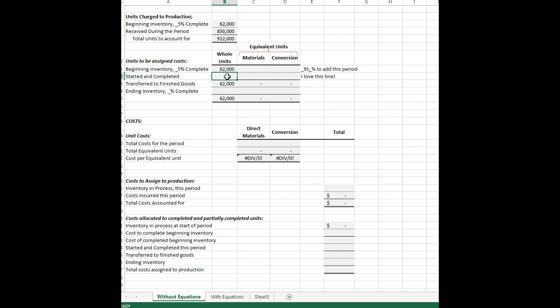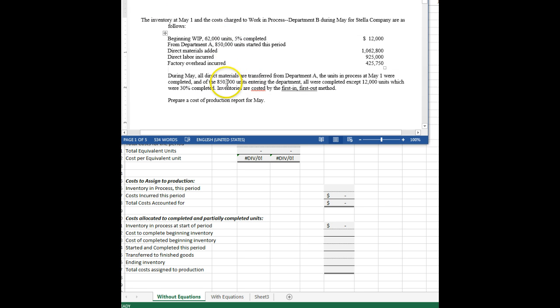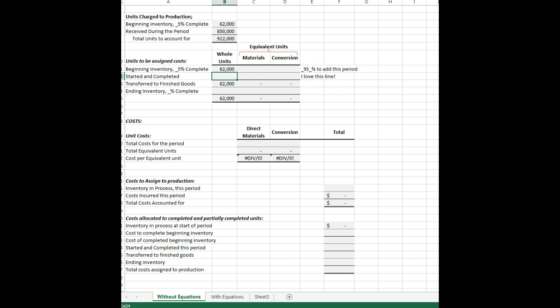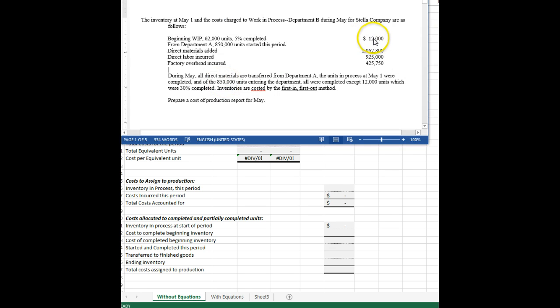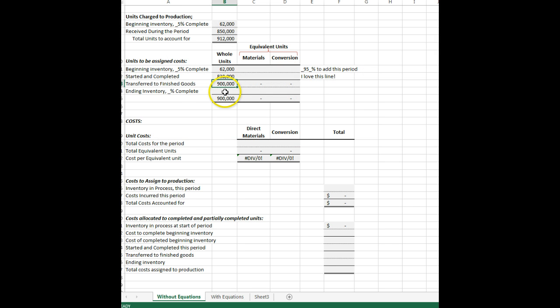Started and completed. Well, we started 850,000 units. When it says, of the 850,000 units entering the department, all were completed except 12,000. So 850 minus 12. Let's do it as an equation here. That gives me 838,000 that we started and completed, and that's 900,000 transferred to finished goods. Ending inventory is 12,000 units.